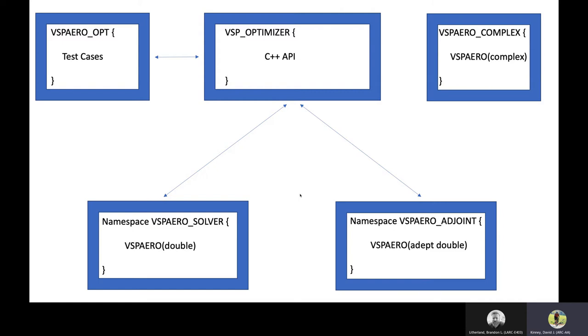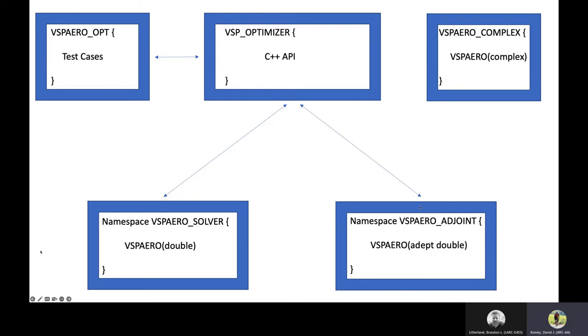Basically, in the lower left-hand corner, you've got VSPAERO, and this is how most of you who are just running the solver, whether through the GUI or, for the few of you, the command line, run it. It's a compile of the solver using C++ doubles, and it just does everything like you'd expect it to do.